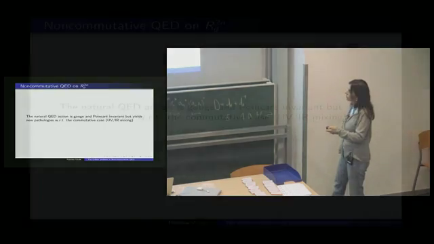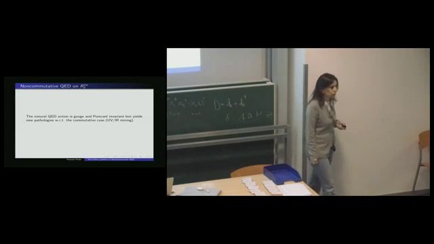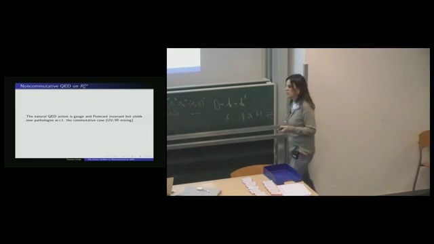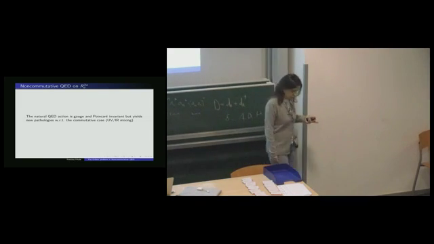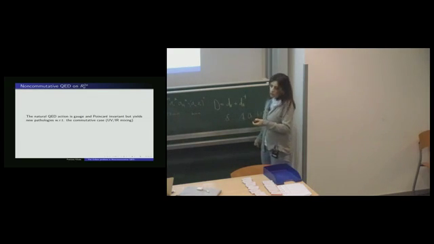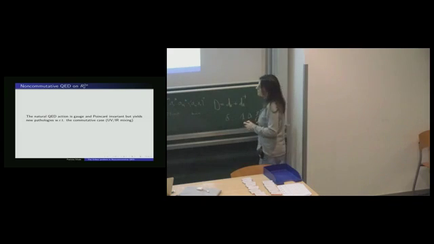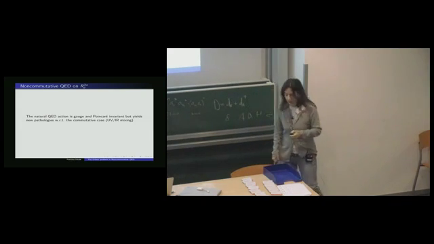And, well, sorry. We know that it gives problems because there are new divergences with respect to the commutative case, which are coming from the mixing of the ultraviolet and the infrared region. But I will not address this problem here. I want to show the appearance of copies. Probably in the end, I will just make a comment about a possible relation between the mixing and the appearance of copies, which is a bit controversial, but, well, I will tell you.